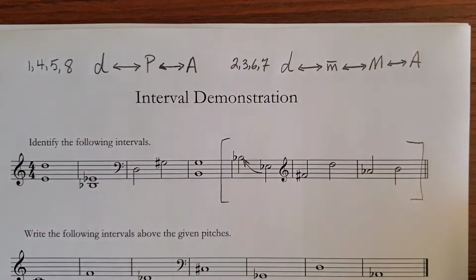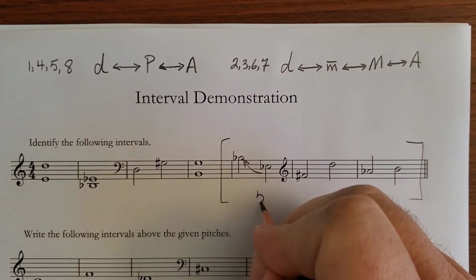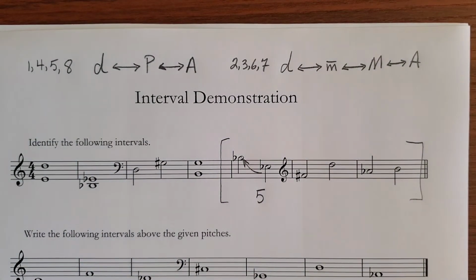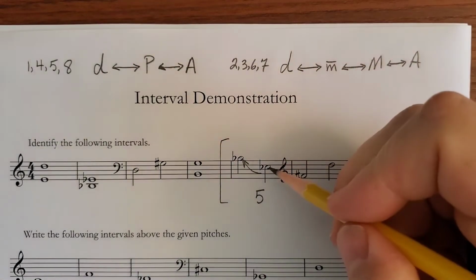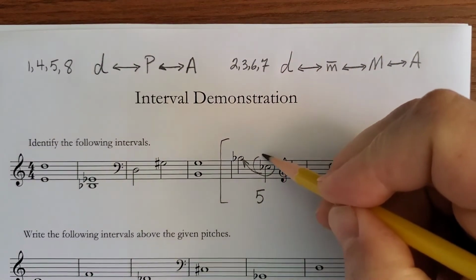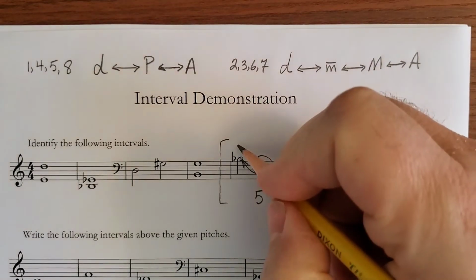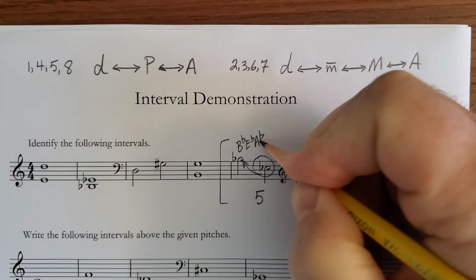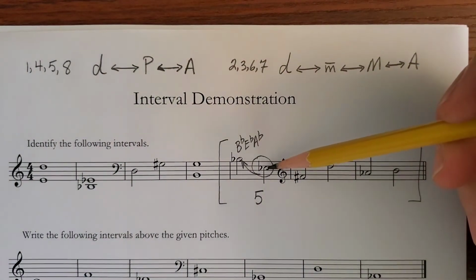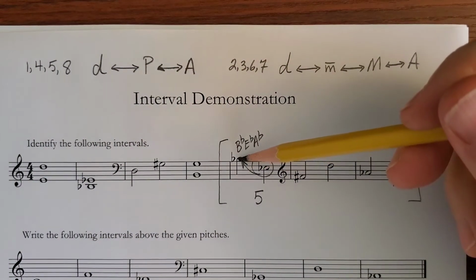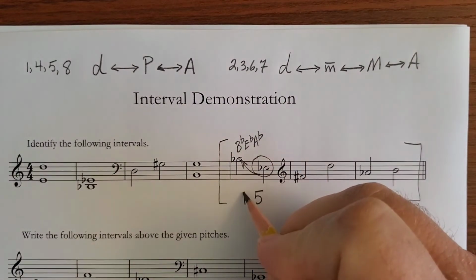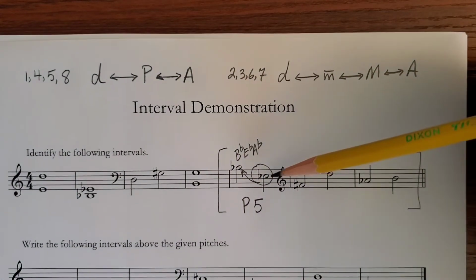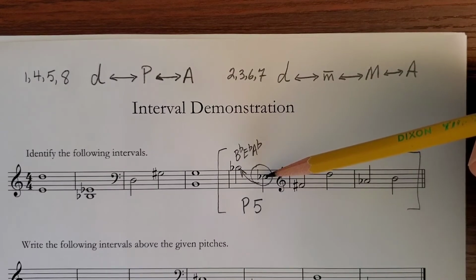Well, let's count the number. E, F, G, A, B. That is a fifth. So any E to any B is going to be a 5. Now let's think of the major scale associated with E flat major. E flat major has a B flat, an E flat, and an A flat in the scale. So in the scale of E flat, there is a B flat. That makes it perfect. Remember, all the notes above the tonic form major and perfect intervals in a major scale.